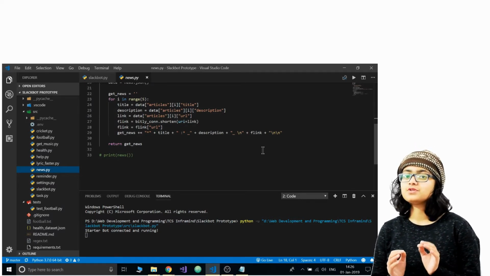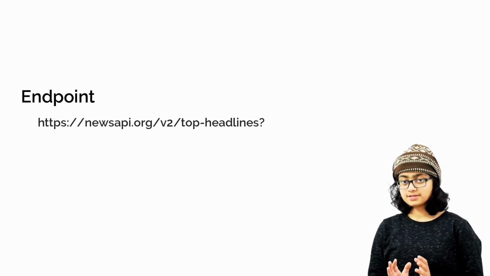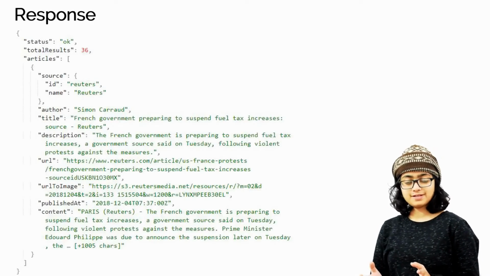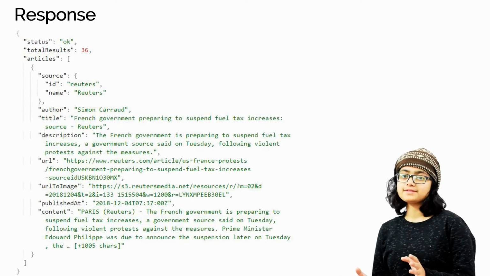It fetches news from News API and extracts the top 5 title, description, and the source link for the latest news from the JSON response received. It then sends it to all the subscribed users in a defined format.